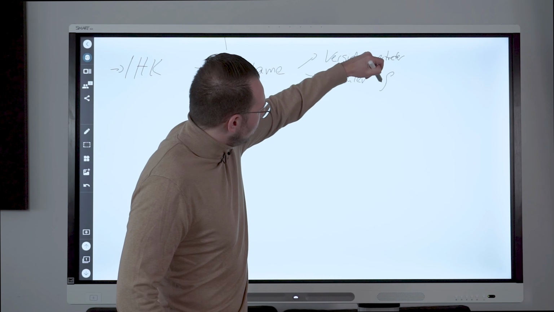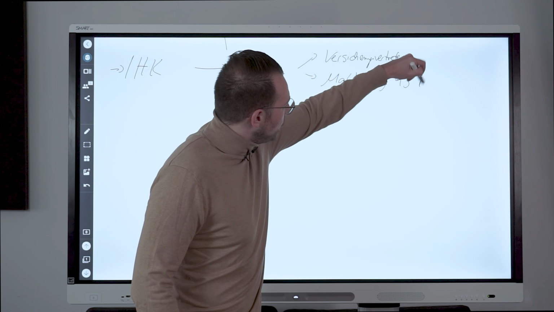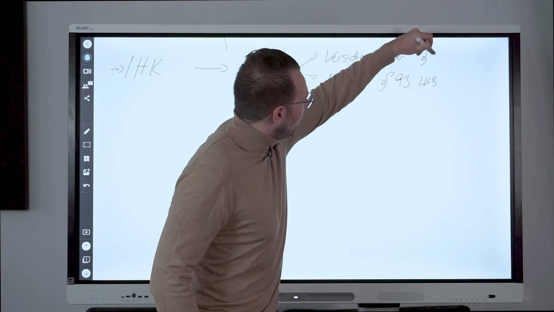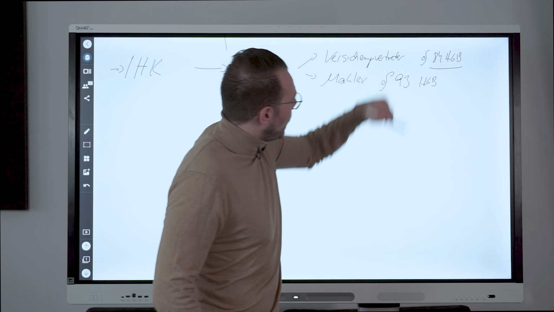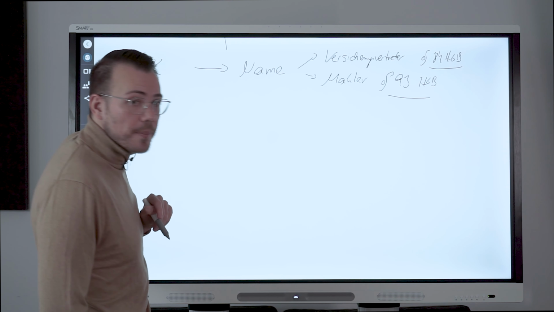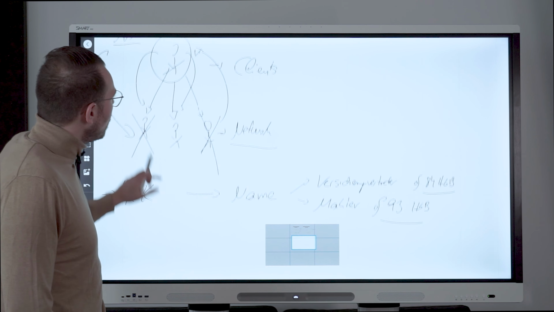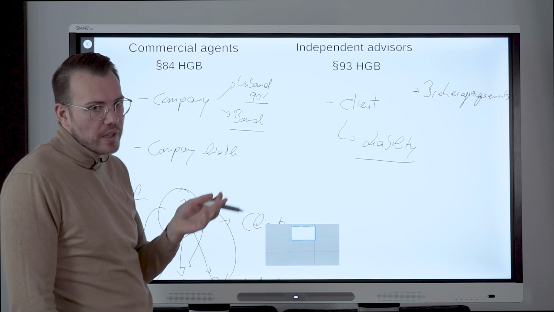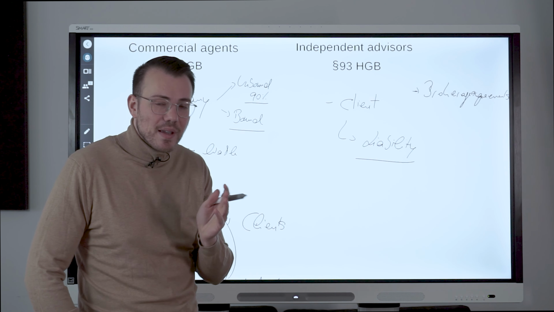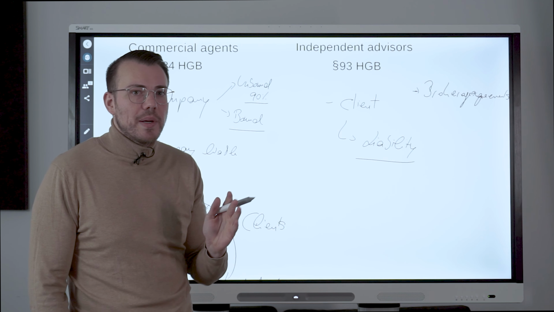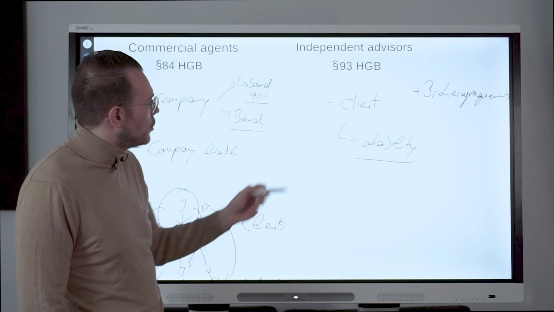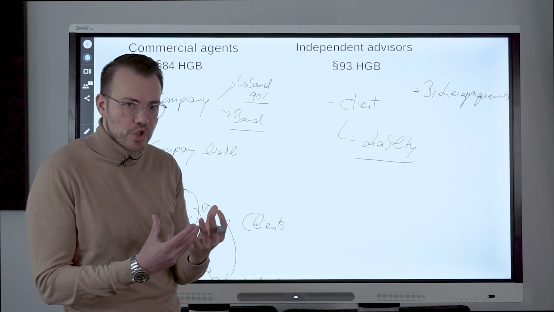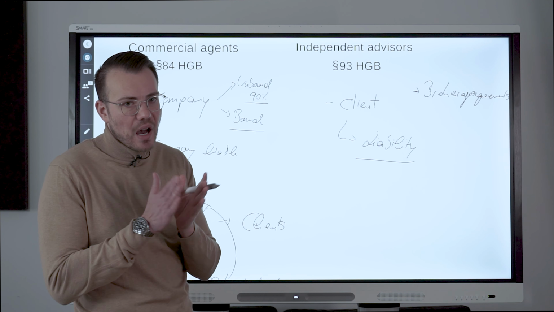As already said, this is in paragraph 93 HGB. This is also mentioned in the system here. And this is paragraph 84 HGB. So if you see that, it's a commercial agent; if you see that, it's an independent advisor. Don't get me wrong, I'm not saying that all of these commercial agents are bad advisors who don't have your best interest in mind. Might be. It's just about probability. The probability that you receive the best advice from an independent advisor, so you have long-term support and can build a relationship long-term, is significantly higher.